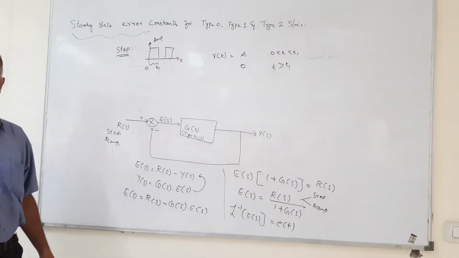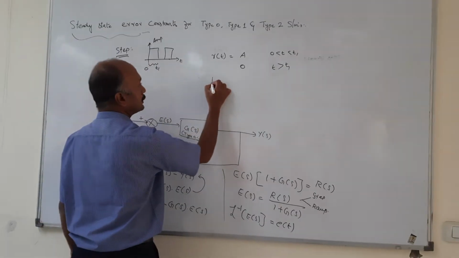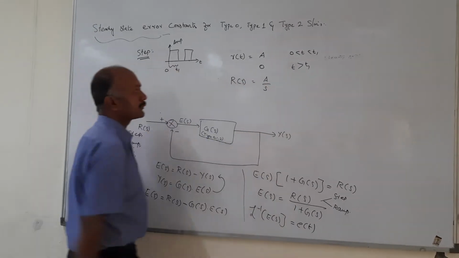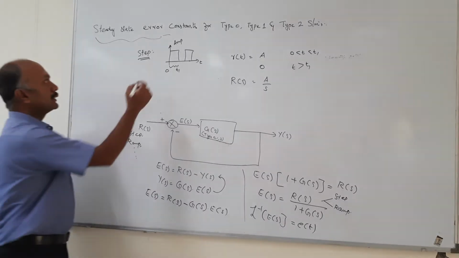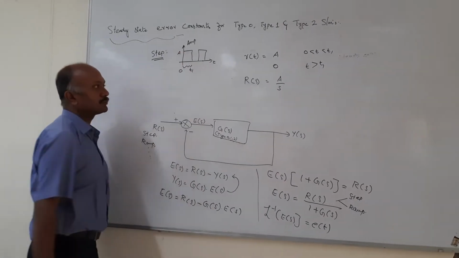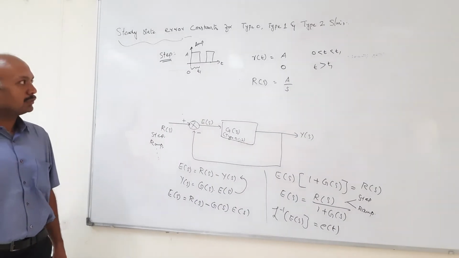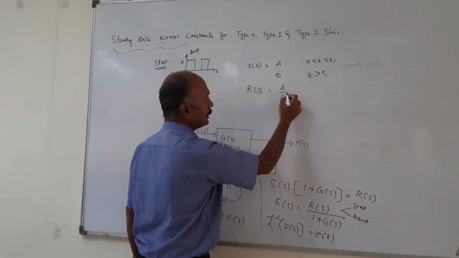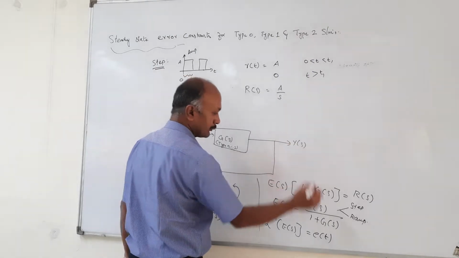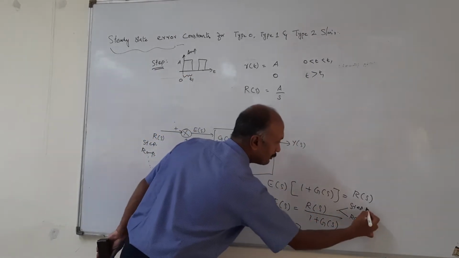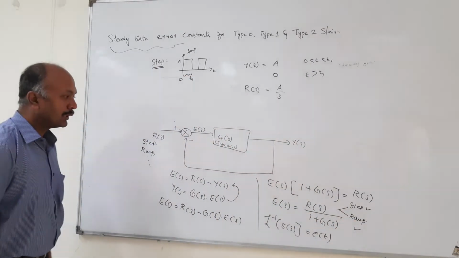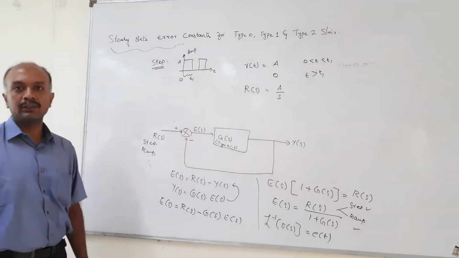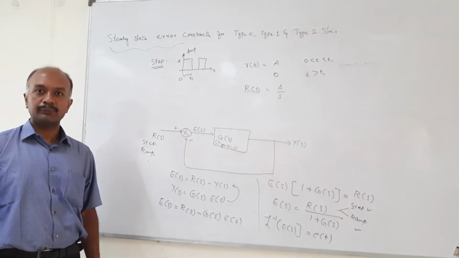And in the Laplace domain, how do you represent it? You will represent R of s as A upon s. A is nothing but this amplitude height. Now you have to feed this R of s equal to A upon s into this particular system. We are giving a step input. And what is a type 0 system? Type 0 system also has a transfer function.